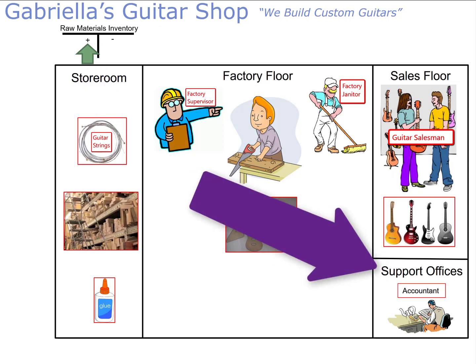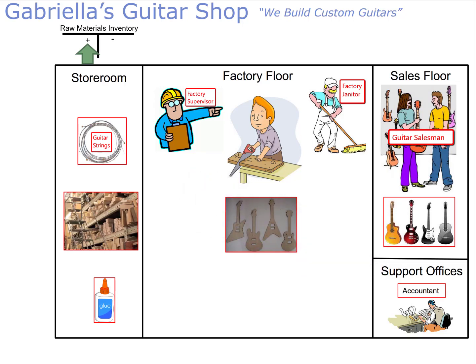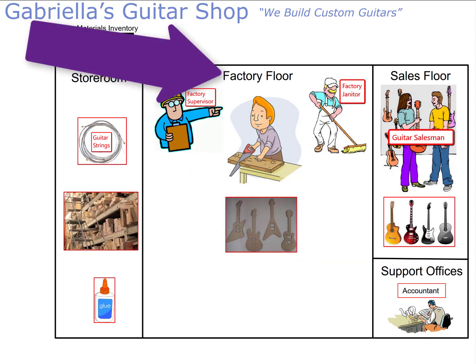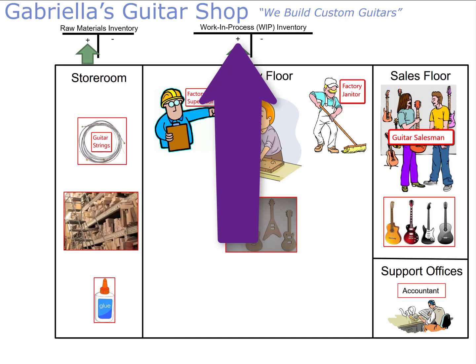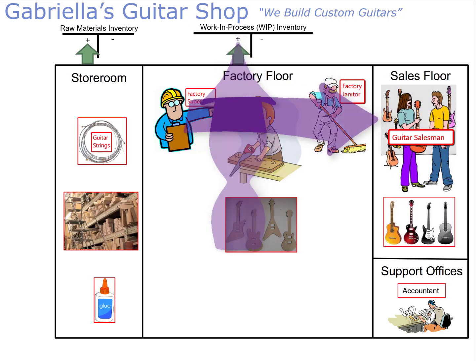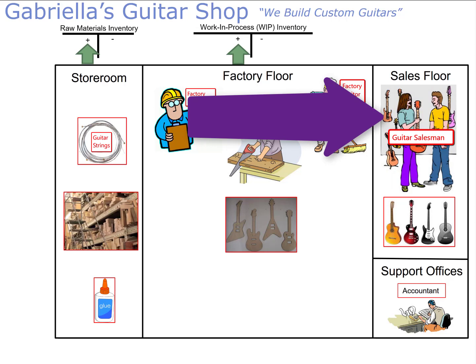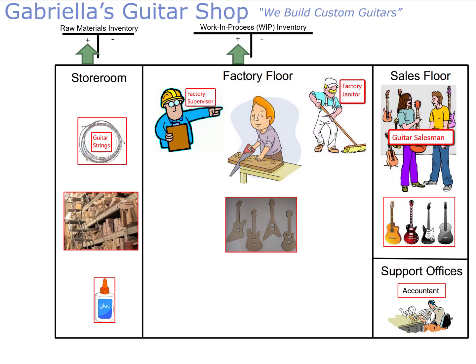The support offices are where the accountant, administrative assistants, and CEO work. The factory floor, sometimes referred to as the production floor, is where the company makes the custom guitars. The ledger account associated with the guitars being built in the factory is the work in process inventory account. The cost of any guitars currently being built would show up on the debit side of the work in process account. And lastly, the sales floor is where the finished goods go while waiting for the customers to come pick up the guitar. The ledger account associated with the guitars that have been built but not yet sold is the finished goods inventory account.